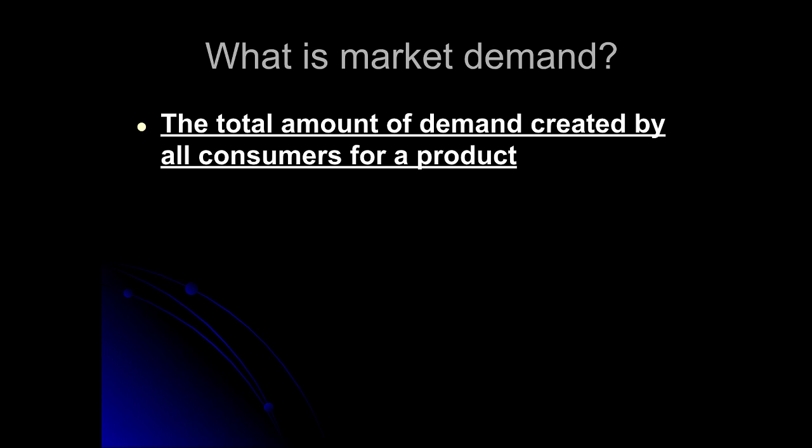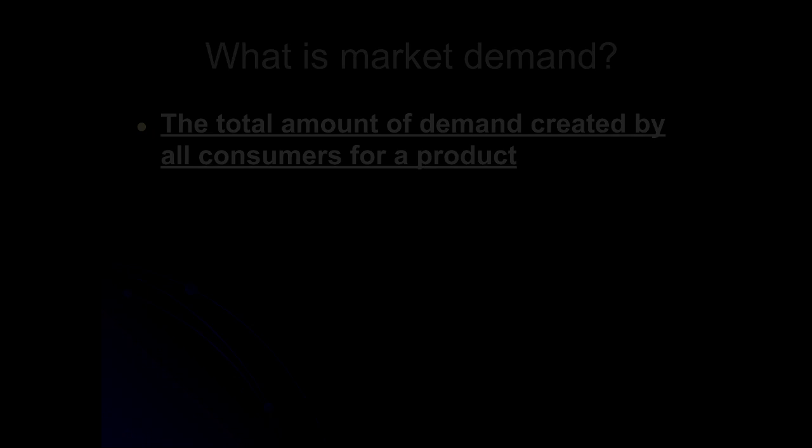Market demand is the total amount of demand created by all consumers for a product. So it's the total amount demanded by all consumers. So maybe if the classroom represents all the consumers, you can figure out what the demand is for all the consumers combined, right? We just count them up.